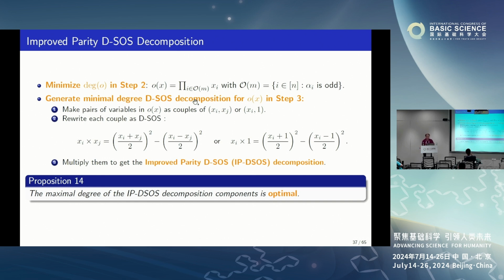In this way, to get the decomposition of O(x), you can make couples of elements in O, so either xi, xj, or xi with 1. Each of them has a D-SOS decomposition, and you multiply them and get the final result. Okay, so this is it, and we can show that this proves the optimal degree decomposition.